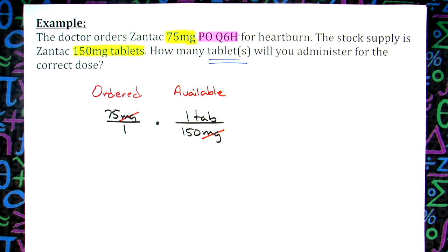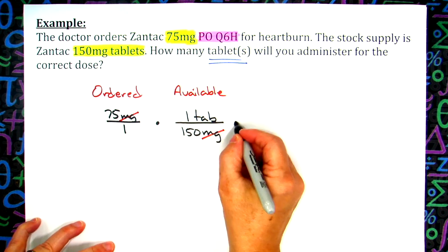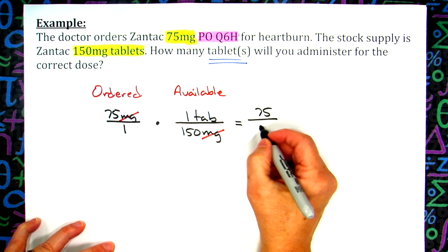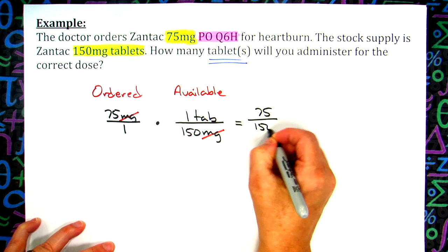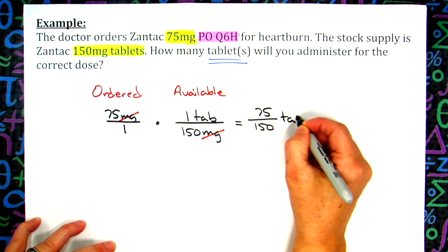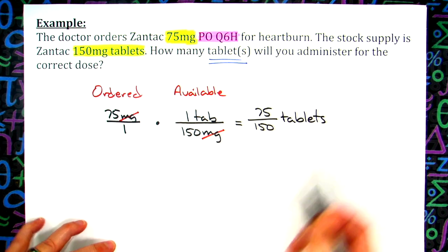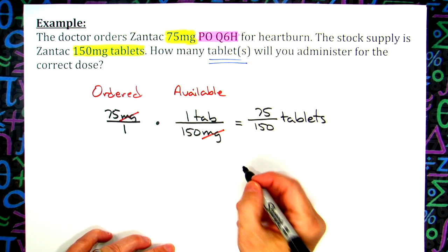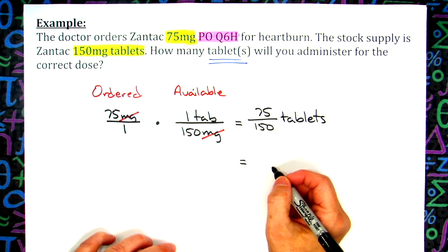That's my only label. So then I'm going to multiply straight across the top, 75 times 1. Multiply straight across the bottom, 150 times 1. I've got tablets as my only answer there. You're going to then grab your calculator, 75 divided by 150. That's going to give you a half of a tablet.